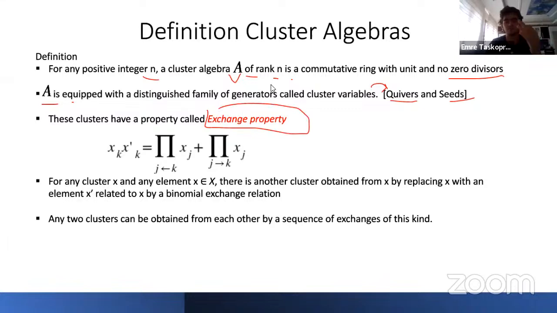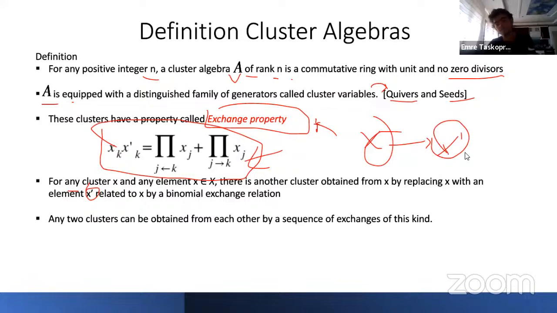It just looks like the previous slide. We've seen the Plucker coordinates relation. It's just like that. This is our exchange property that I'm going to mention more deeply in the seed mutation part. For any cluster X, there is an element X prime in the same field that X is defined on. But how can we get X prime? We can use the exchange property to mutate our X into X prime. Both of these elements will be in the field of X. Any two clusters can be obtained from each other by a sequence of exchanges of this kind.